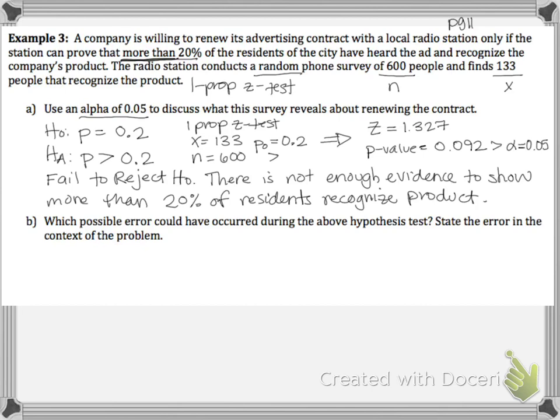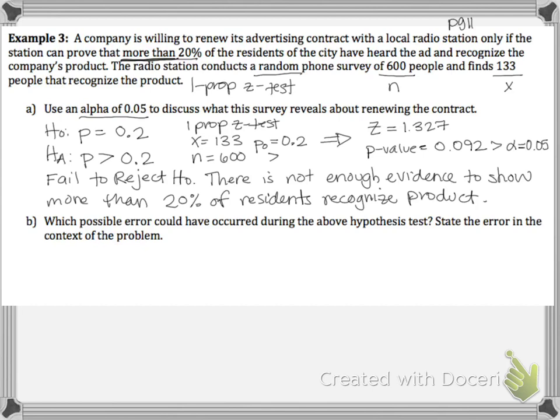All right, what is our follow-up question? Which possible error could have occurred during the above hypothesis test, and state the error in the context of the problem? Okay, so the first thing I'm going to do is discuss which type of error could have occurred, and then we're going to write these hypotheses out in words so that we can understand how to interpret the error like we did in the previous problem, Example 1. Remember, I left example 2 up to you. So that's what you're going to have to do after this is over, just for practice, before you go and maybe tackle the take-home quiz that's due on this chapter.